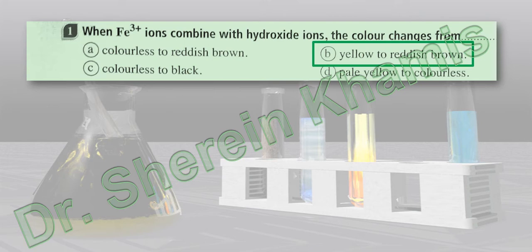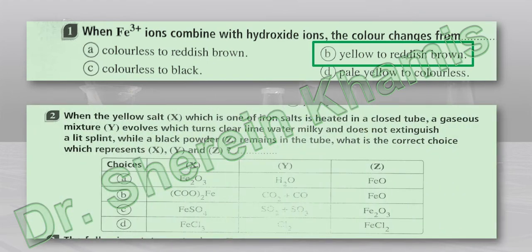It means that at first we have the solid in the yellow color, and it will be changed to reddish brown when it combines with hydroxide ion. This is the first question. Another one, question number 2.